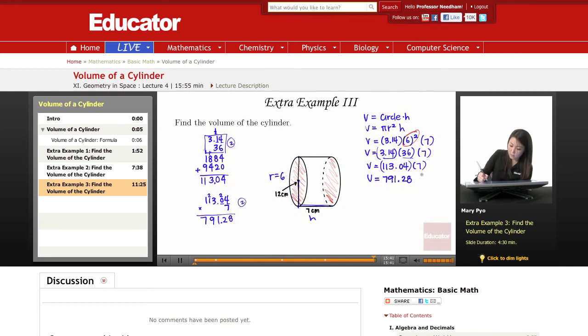my units, centimeters to the 3rd power, units cubed. Okay. So that's my volume of the cylinder.